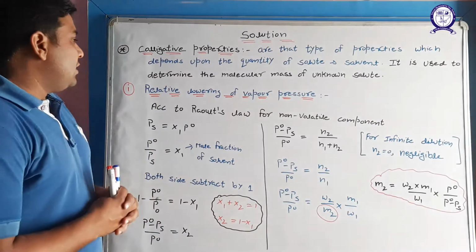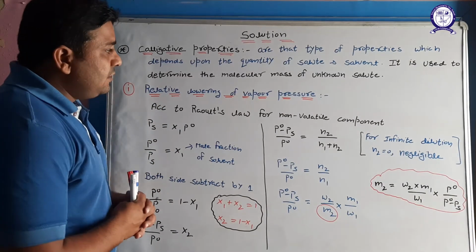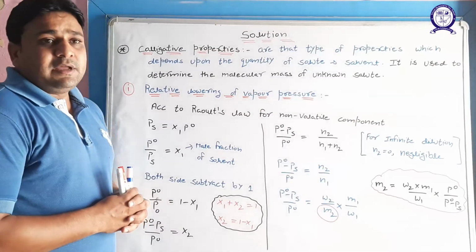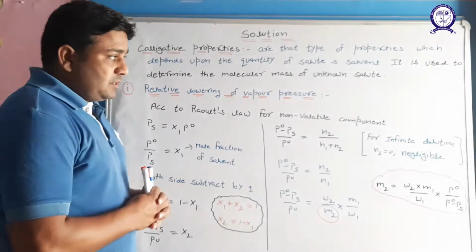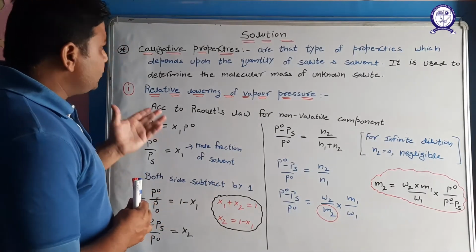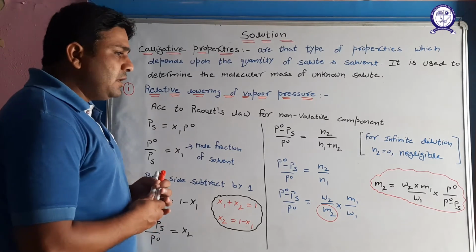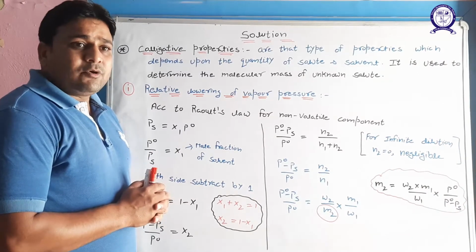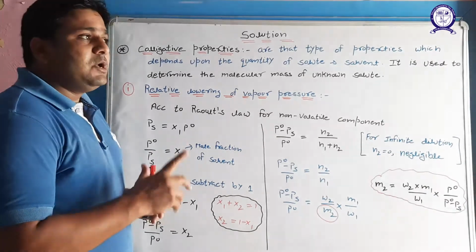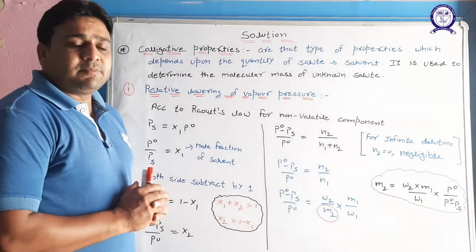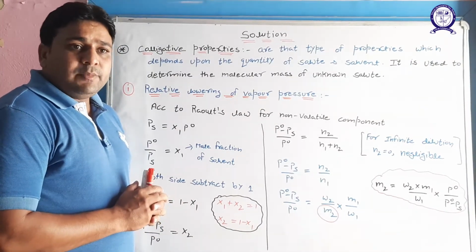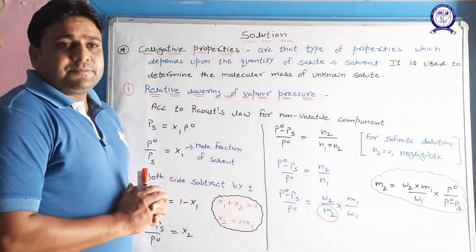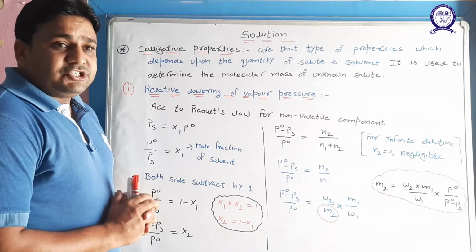types. First is relative lowering of vapor pressure, second elevation in boiling point, third depression in freezing point, and fourth osmotic pressure. Mainly these four colligative properties are used to determine the molecular mass of an unknown solute, and the molecular mass of proteins, polymers and macromolecules. Which colligative property is used? Osmotic pressure is used to determine the molecular mass of proteins, polymers and macromolecules. And for micromolecules we can use relative lowering of vapor pressure, elevation in boiling point, and depression in freezing point.